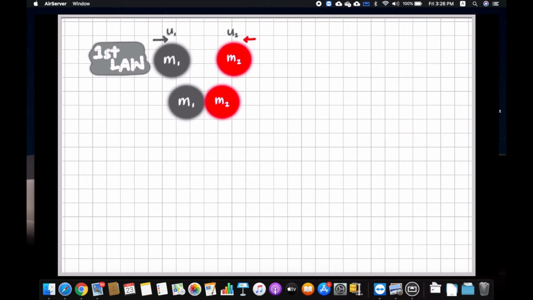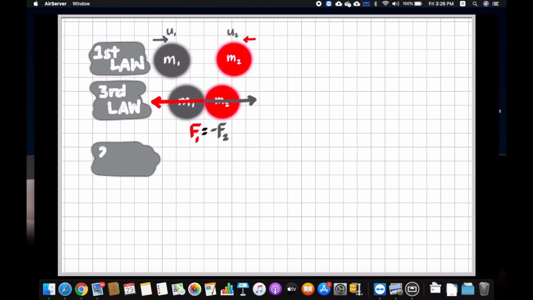This interaction gives rise to a force in this direction exerted on the red object by the gray object, and another force here exerted by the red object on the gray object. The third law tells us that these forces must have equal magnitudes but be directed opposite each other, as indicated by the negative sign in the equation here. Now, with the second law, you know that F is equal to ma. But equivalently, we can also say that F is the change in momentum over time. You can consider that as another way of stating the second law.